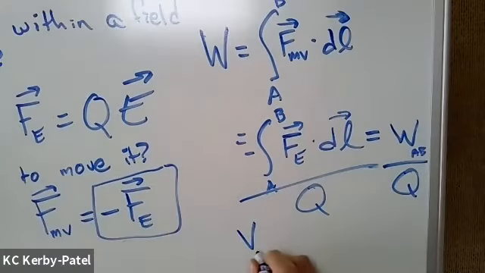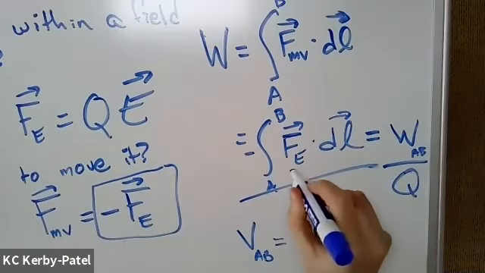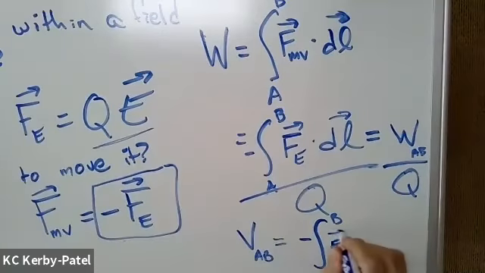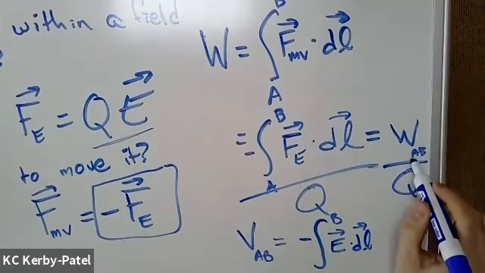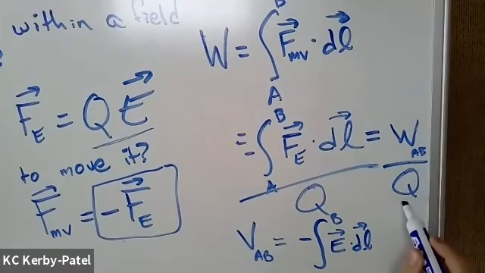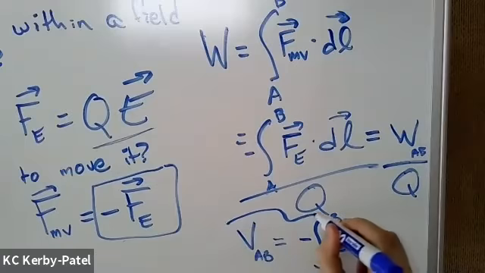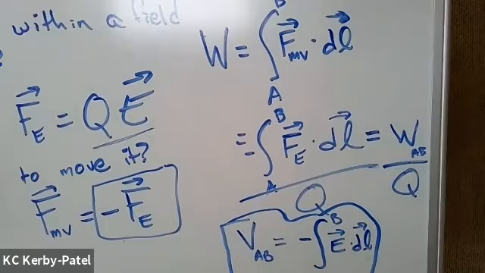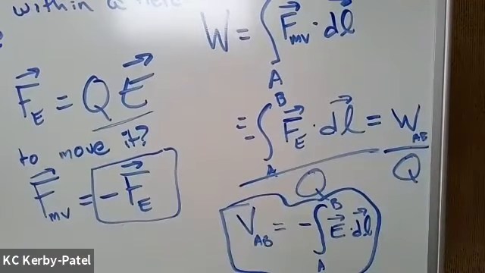So the voltage between point A and point B is minus the integral from A to B of the force due to the electric field, which was QE. So that's just E dot dl, which is the work it takes to move from A to B divided by the charge. So you can think of this as the potential energy per unit charge that is associated with being at point B with reference to point A.